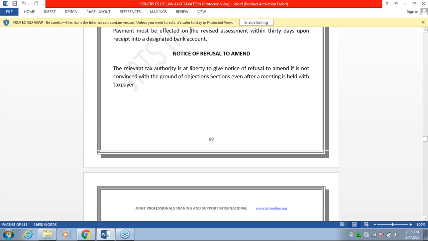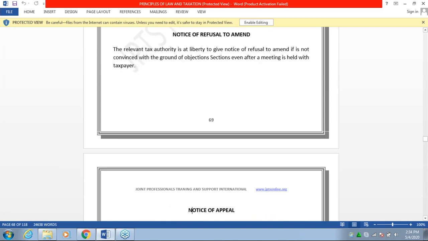This is also a notice that emanated from the tax authority. The relevant tax authority is at liberty to give a notice of refusal to amend, like if somebody has discussed or submitted allegations or objections that call for amendment or revision. So the tax authority can give a notice if the reasons are not genuine, if the ground of that objection is not genuine. So the tax authority has the right to send a notice of refusal to amend the assessment.